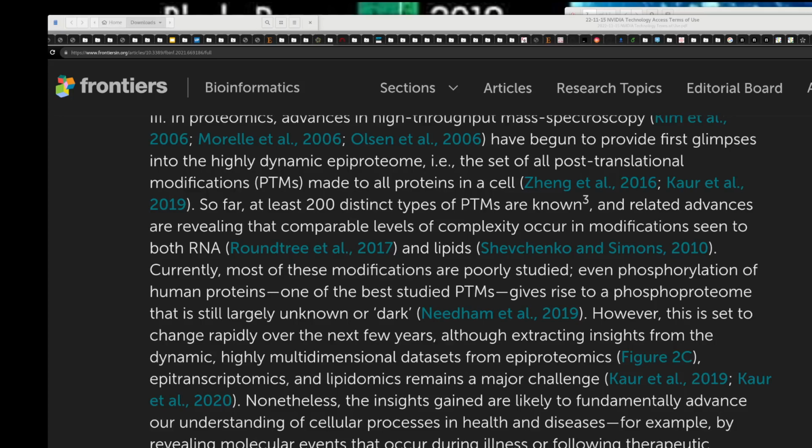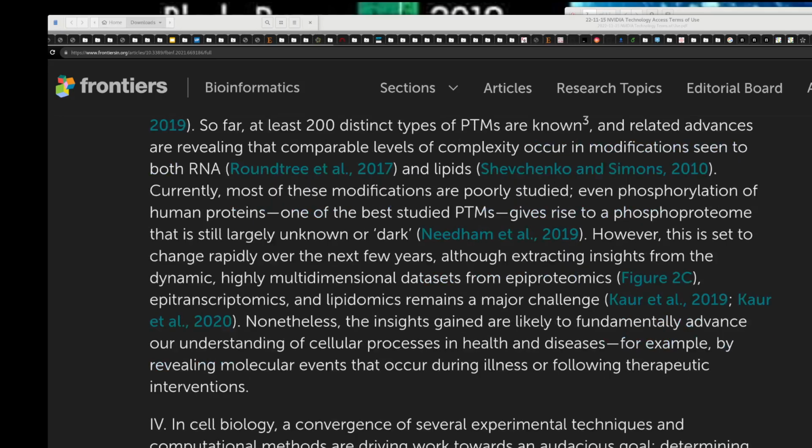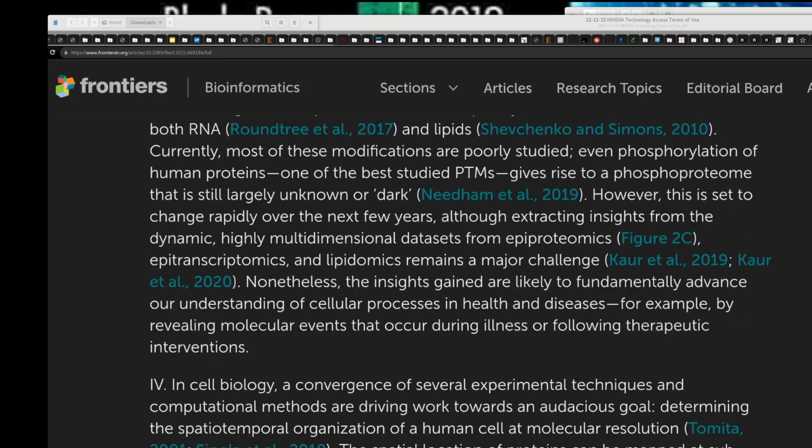Currently, most of these modifications are poorly studied. Even phosphorylation of human proteins, one of the best studied PTMs, gives rise to a phosphoproteome that is still largely unknown or dark. Needham et al., 2019. However, this is set to change rapidly over the next few years, although extracting insights from the dynamic, highly multidimensional datasets from epiproteomics, Figure 2c, epitranscriptomics, and lipidomics remains a major challenge, Kaur et al., 2019, Kaur et al., 2020.